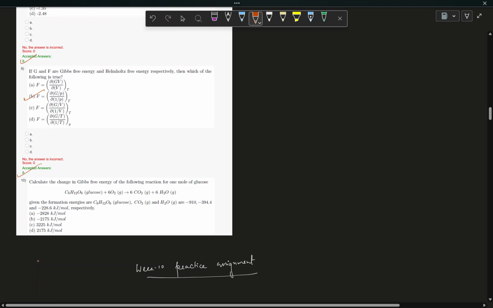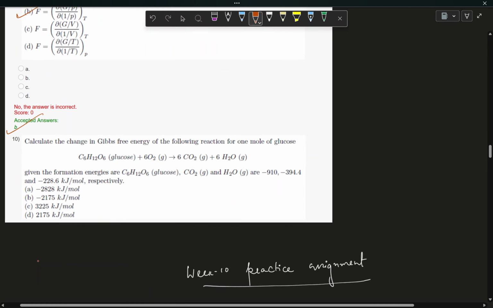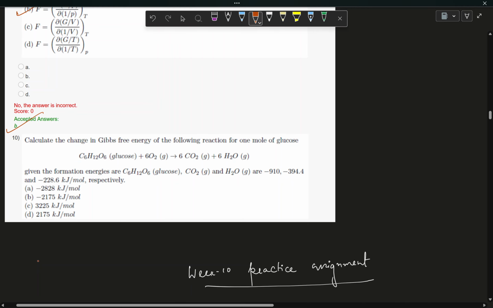Now the final question is on what is the change in Gibbs free energy for the following reaction for 1 mole of glucose. So you can see here that glucose is the first term, C6H12O6. There is a reaction given for glucose plus 6 moles of oxygen. Glucose is 1 mole, oxygen is 6 moles, and it is giving you 6 moles of carbon dioxide gas and 6 moles of H2O, which is also in gaseous form.